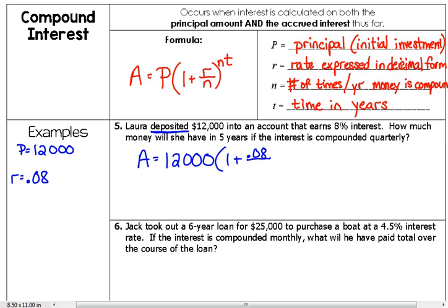How much money will she have in 5 years? That is T. If the interest is compounded quarterly, that's N. Quarterly means 4 times in a year. So let's fill in the rest of our equation. That's what your equation should look like on your paper: 12,000 times 1 plus 0.08 over 4 raised to the 4 times 5.